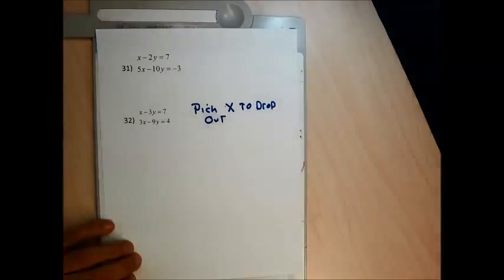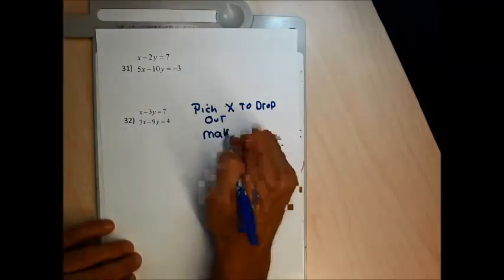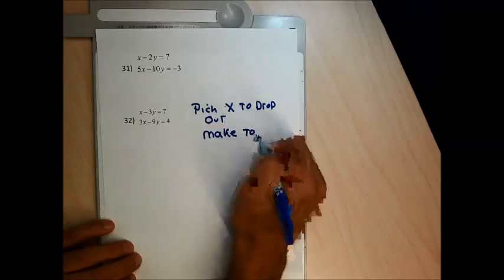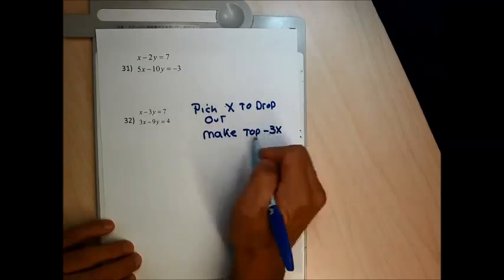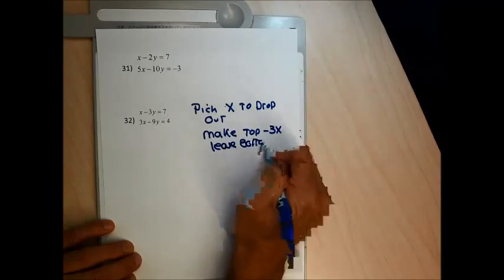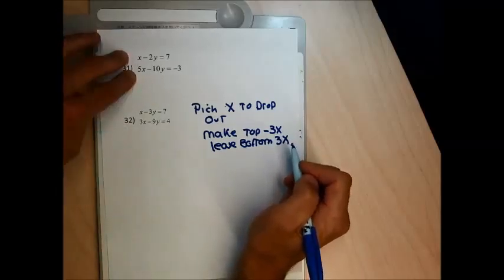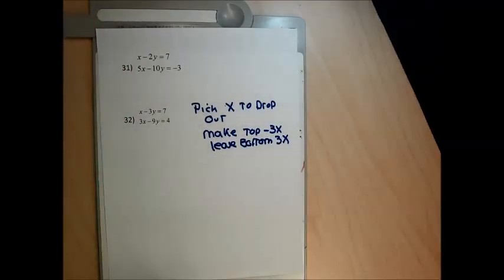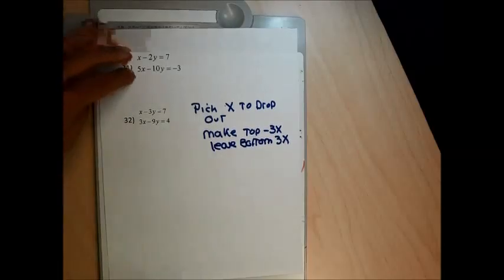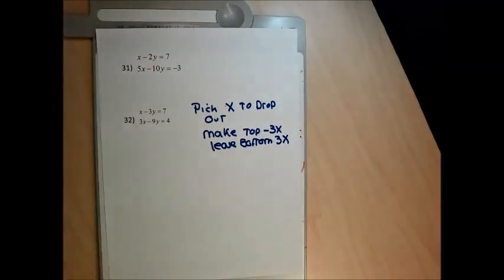And you can pick the x as well. And I'm going to make the top have a minus 3x, and I'm going to leave the bottom with a positive 3x. You can make a negative and a positive 5x. There wasn't really a good letter to pick from because both the x's have positives in front of them, both the y's have negatives in front of them. So they didn't have any opposite signs. I just picked the x's because they had smaller numbers in front of them.